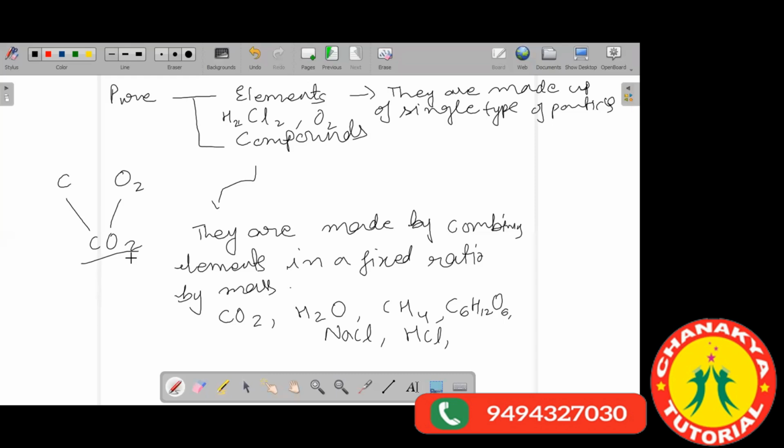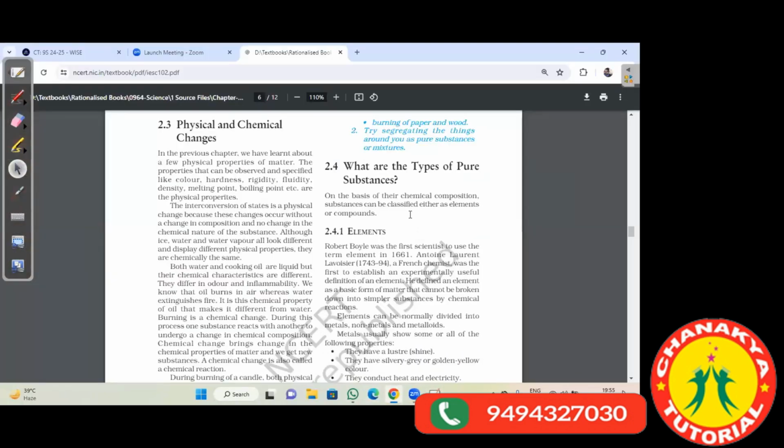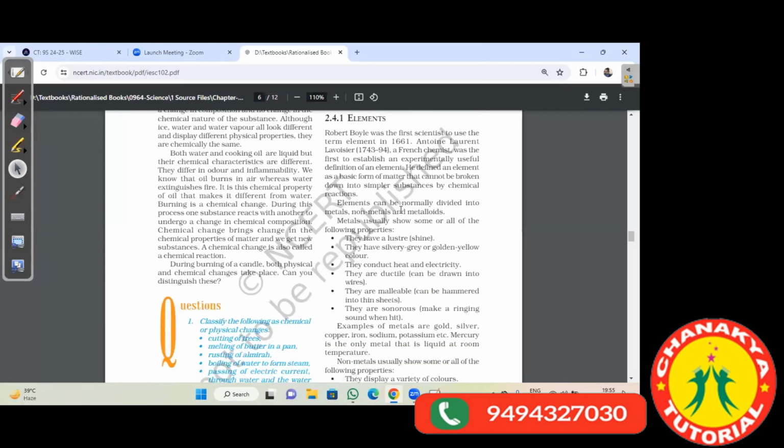Elements are made of single type of particles. Single type of particles means all of them are made up of atoms where each atom is similar. What are elements?